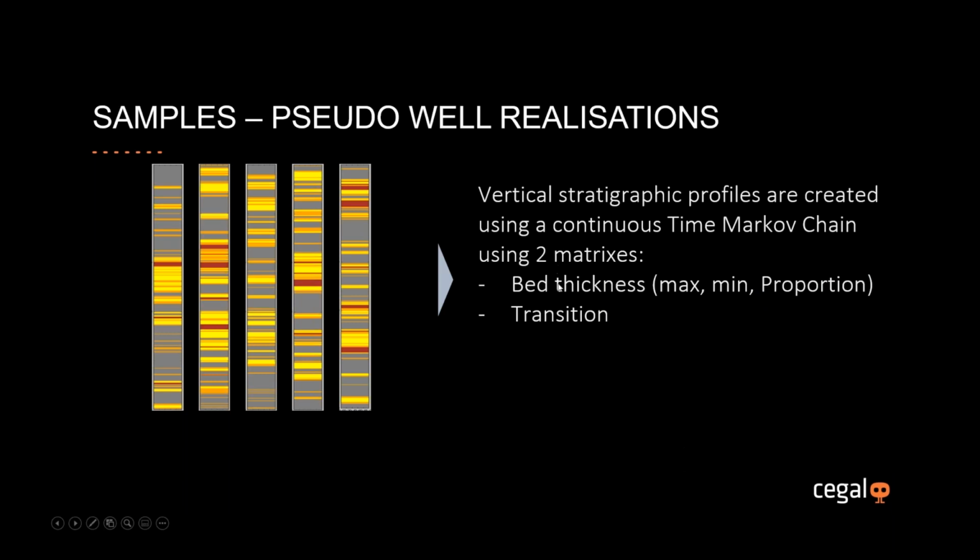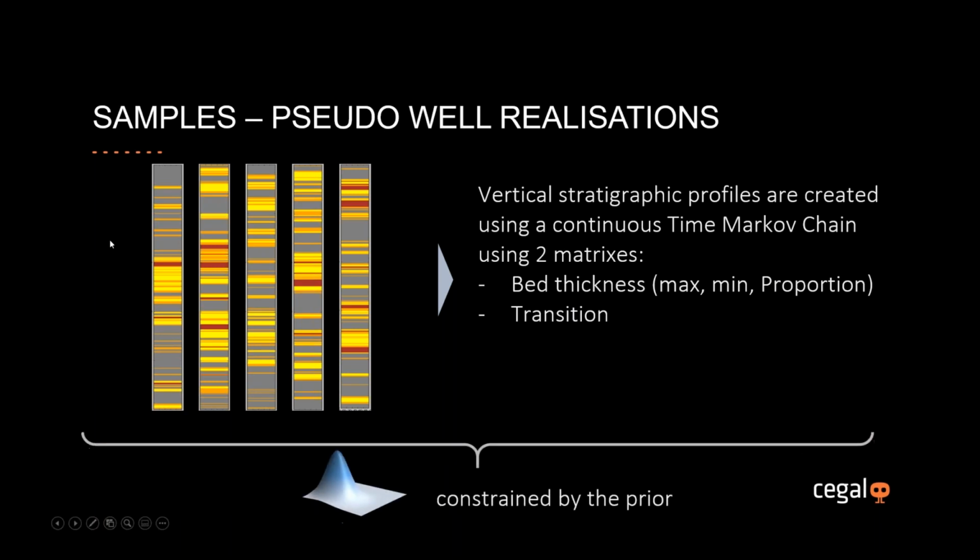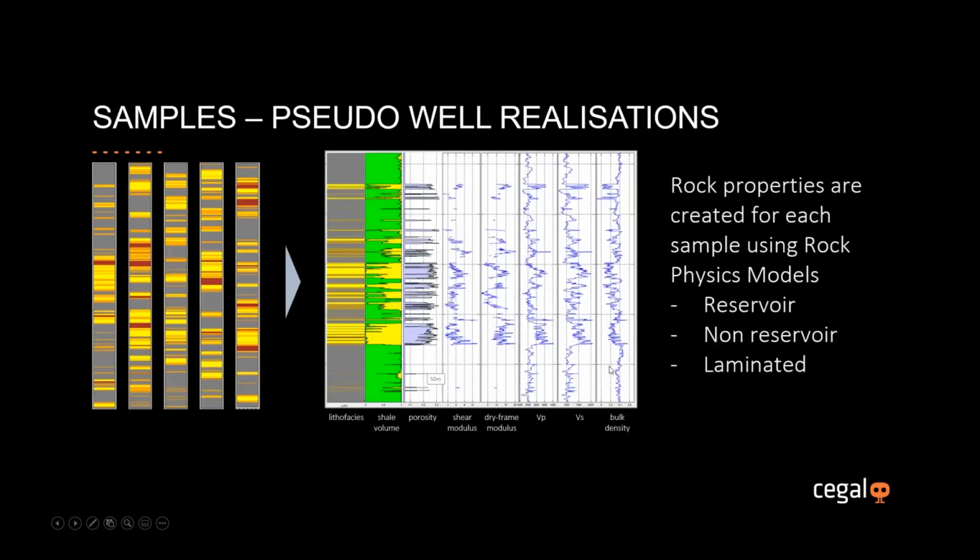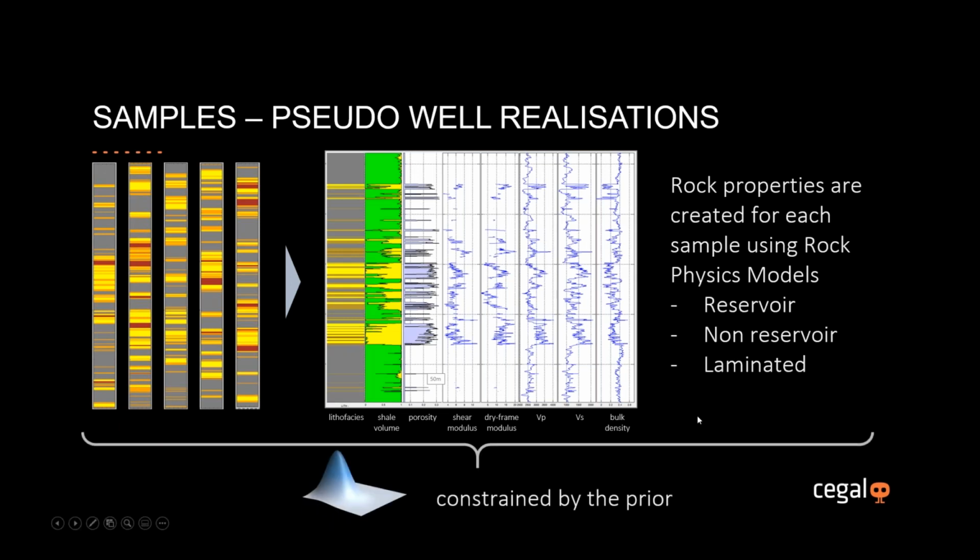Samples or pseudo-well realizations are stratigraphic profiles created using a Markov chain in time using two matrices. First, a bed thickness, which is created using maximum, minimum thickness and proportion, and the transition, which is a transition from one facies to another. And this is constrained by the prior. For each vertical stratigraphic profile, the full suite of logs is created using a rock physics model. ODiSI uses three types of rock physics model, one for reservoir, non-reservoir, and laminated. Again, this is constrained by the prior.